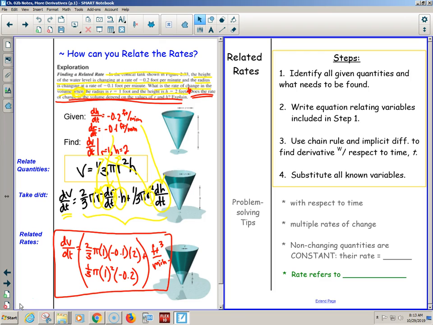Let's go back to related rates. Sound good? Okay. Test, put away. Now's not the time. Test, put away. Now's not the time. Here we go.